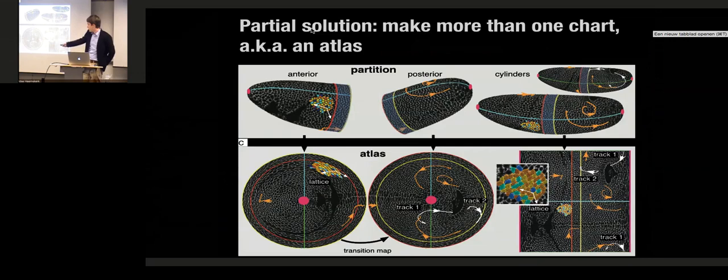So now there are two maps or two charts that cover the anterior and posterior pole in a way that there's minimal distortion right at the poles, and that overlaps a little bit that way. And then there's the cylindrical map that I showed you before, and now you can start to segment and track cells and pick them up in different maps and follow them across cuts. Look here. But that's not completely trivial.